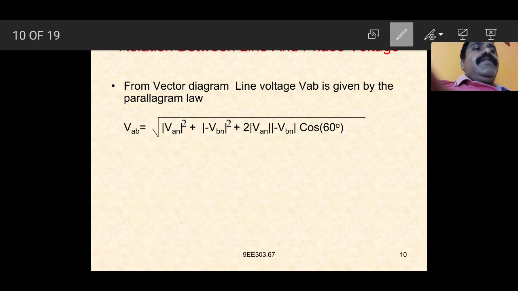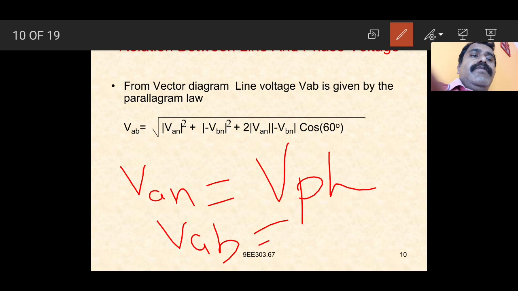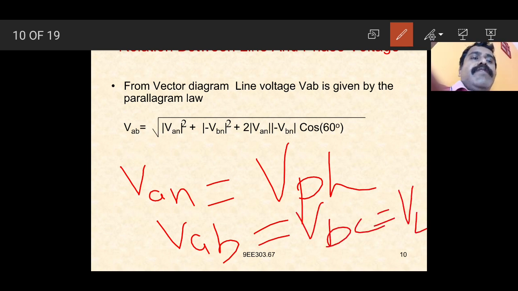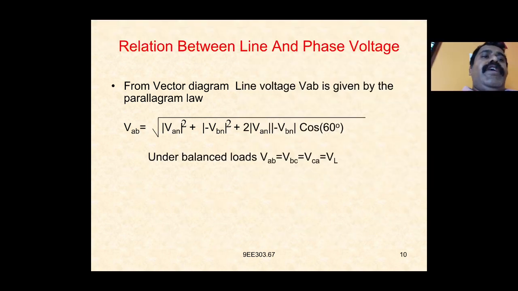Again we can express VAN as nothing but the phase voltages. VAB is equal to VBC, these are nothing but the line voltages. So we can express VAB is the line voltage, VAN and VBN, these are nothing but the phase voltages. Again, for balanced loads VAB, VBC and VCA are nothing but the line voltages.